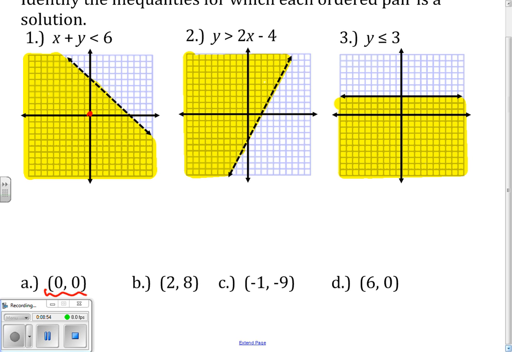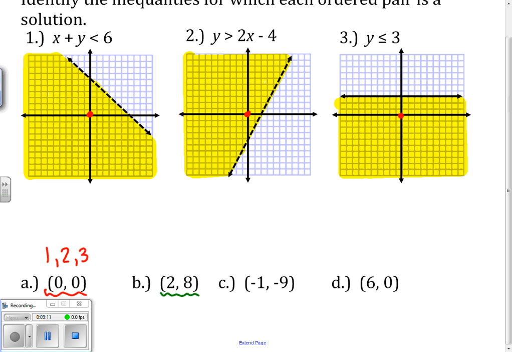0, 0 is right here. It is in the shaded section, so the first graph works. In the second graph, it's also in the shaded section, so it works. And in the third graph, 0, 0 is in the shaded section, so it works. That's what you're looking for. If it's in the shaded area, it works.